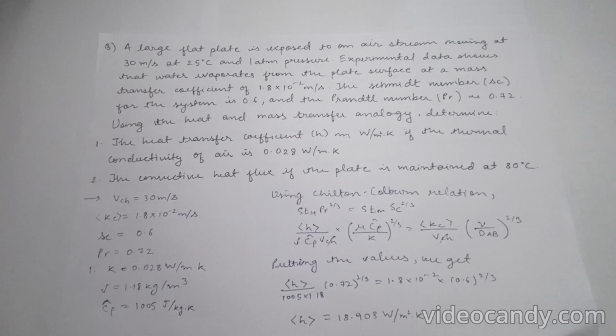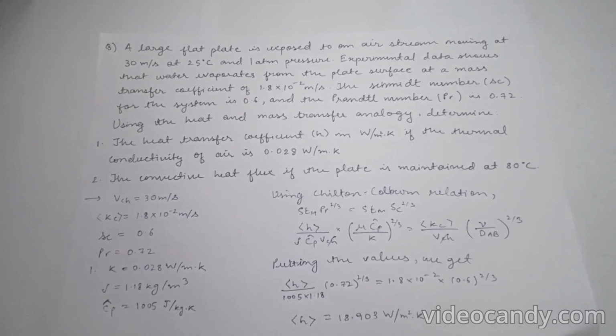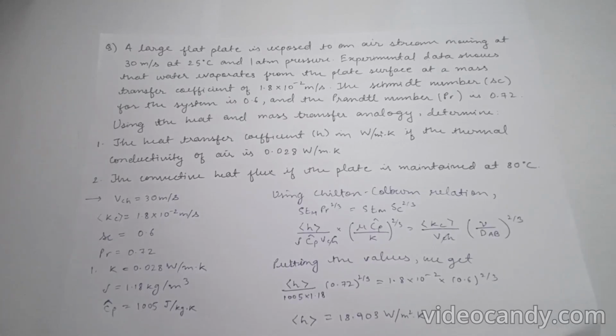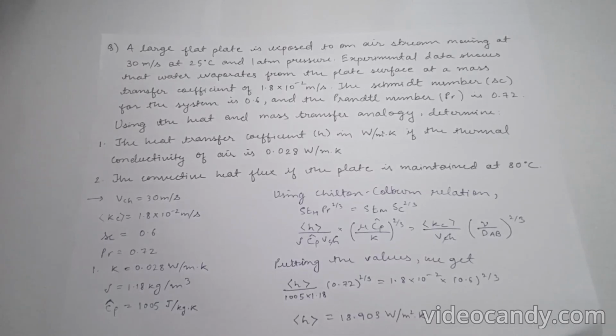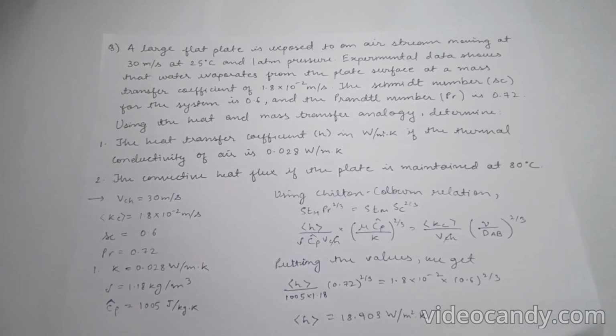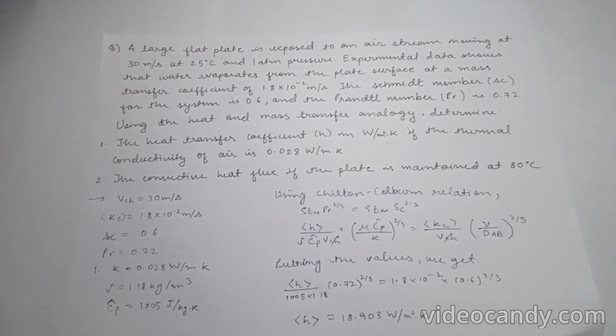Now we will use the Chilton-Colburn relation again in this question. When to use the Chilton-Colburn relation instead of the Reynolds analogy? The first condition is when the Prandtl number is not equal to the Schmidt number. The Chilton-Colburn analogy is useful when the Prandtl number and Schmidt number are not equal, which is often the case in many practical fluid flow situations. For example, water has a much higher Prandtl number than air, while gases typically have a much lower Schmidt number than liquids.